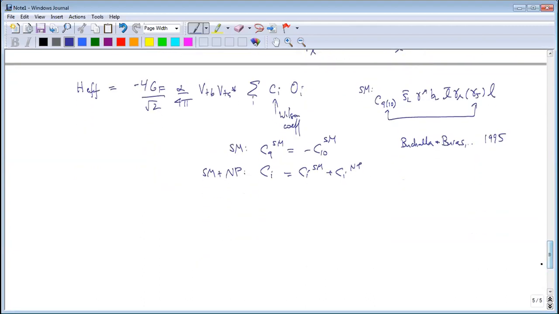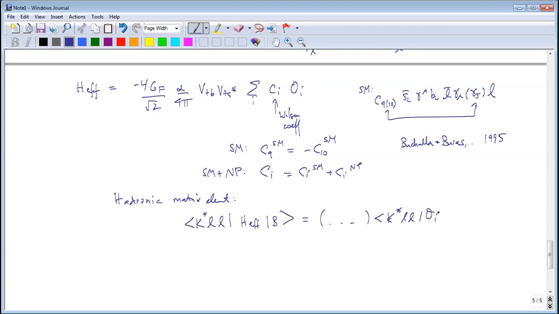And of course, at the end of the day, what one really also needs, as an important part of these processes, is the hadronic matrix element, which one obtains, for example, by taking K star, l l, H effective, B. So this thing is going to be basically the same sort of stuff we had above, except that for the operator you have to work out this non-perturbative matrix element with these quark operators inside. There are many, many studies of this.